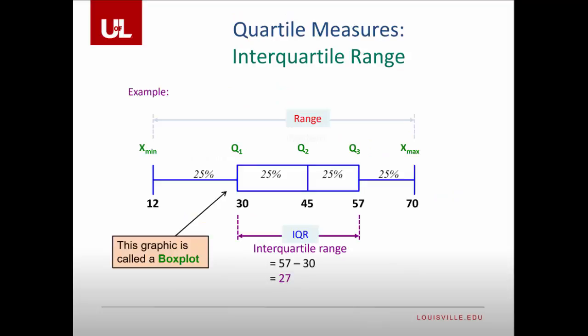We can graph the quartile values using a box plot. Notice it contains the full range of data as well as the interquartile range and the median. So here is the full range. Remember, that's x max minus x min. And here's the interquartile range. And here is our median.